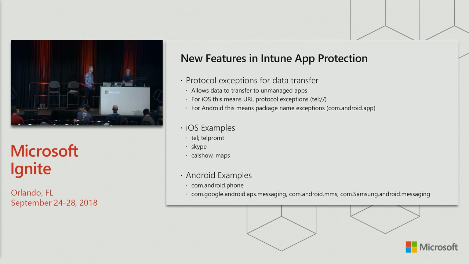For iOS, it uses protocol handlers like tel and Skype and Maps. So Maps is another great one. If you were receiving addresses and so forth via email, we want to click those and bring you to the Maps application. For Android examples, we need to actually use the bundle ID. So for phone, for example, com.android.phone is, and some of these are enabled by default for you when you enable the feature.